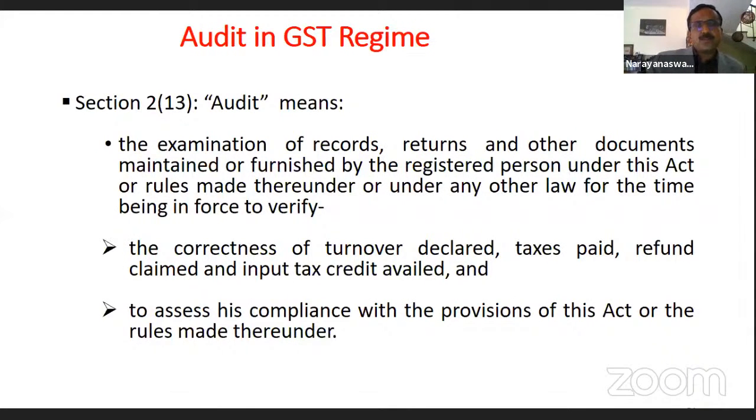There are other measures to check compliance and also to ensure that evasion doesn't take place. One is the auditing method. This is nothing new. Basically, even every company has got their own auditors and they do the audit. In the audit, what we do is we check the records and see whether they have declared correct turnover, taxes have been paid, refunds have been claimed, input tax has been claimed, whether they are following the procedure, which is not a threat to revenue. This is the basic thing.